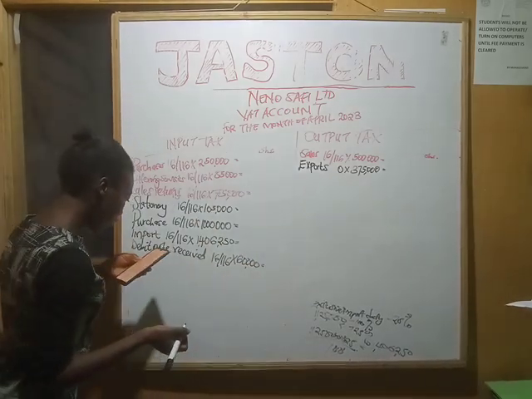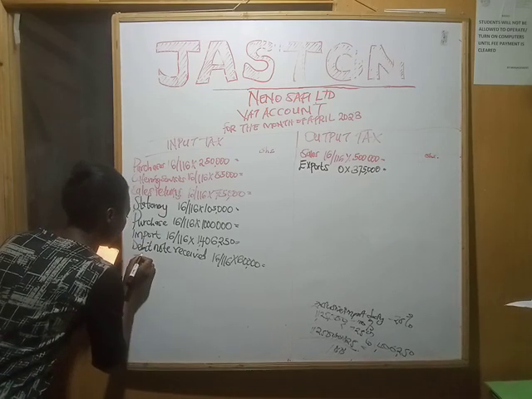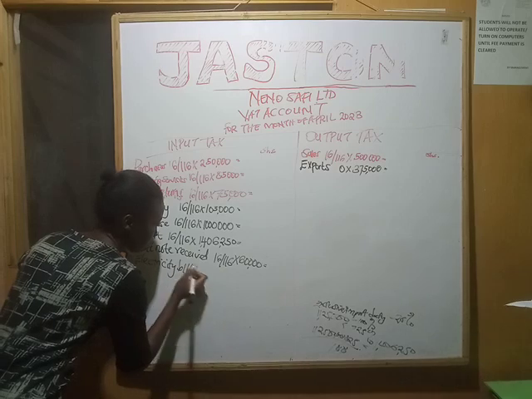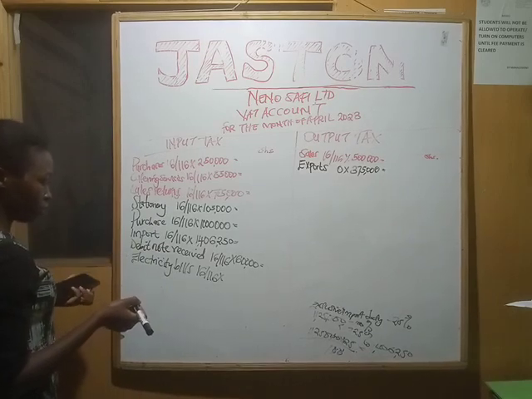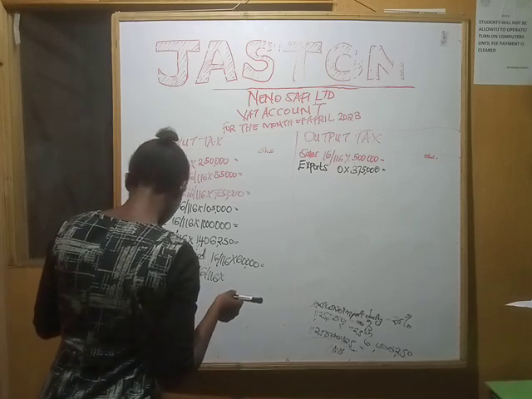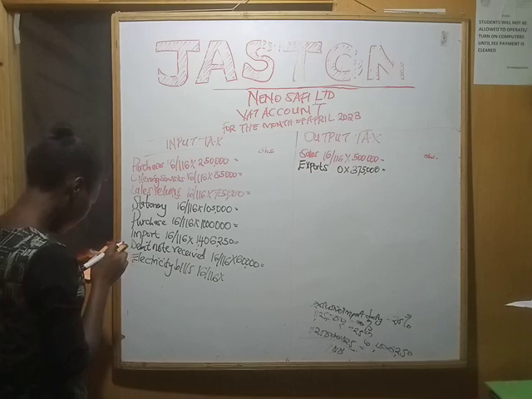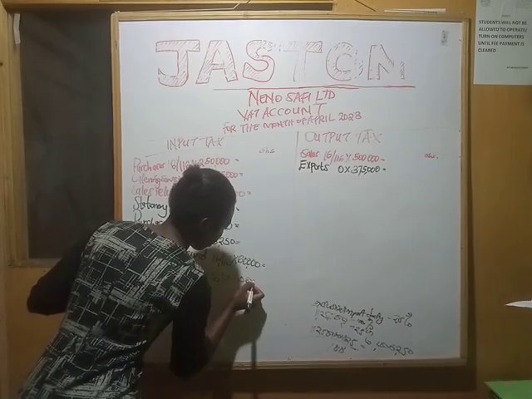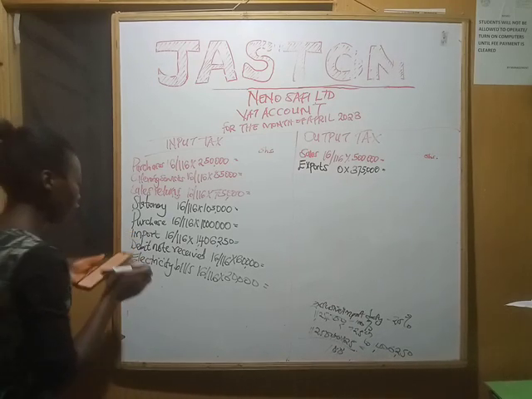We will also have paid electricity bills amounting to 30K by cash. Electricity bills. It has a VAT of 16 over 116 times 30,000, we paid by cash. We also have paid audit fee.